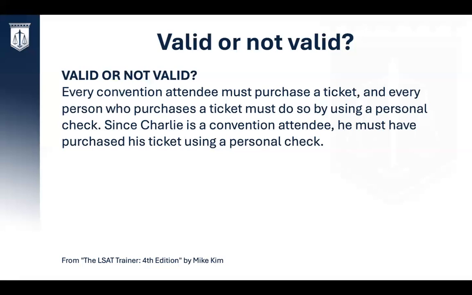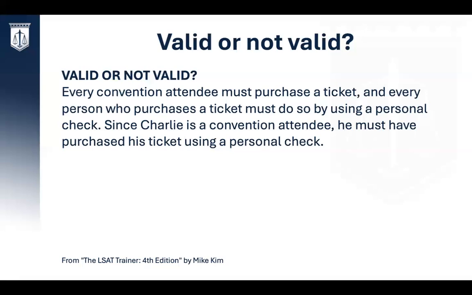So don't, and that's why we're doing this, okay? Because a lot of you talk yourselves out of the right answer because it seems too simple. And some of these are more complicated than this, but you want to make sure you get the ones that are easy. If you say every and must, then if you have a parallel, like Charlie, okay, every convention attendee must purchase a ticket, and every person who purchases a ticket must do so by using a personal check. Okay, every convention attendee bought their ticket with a personal check.